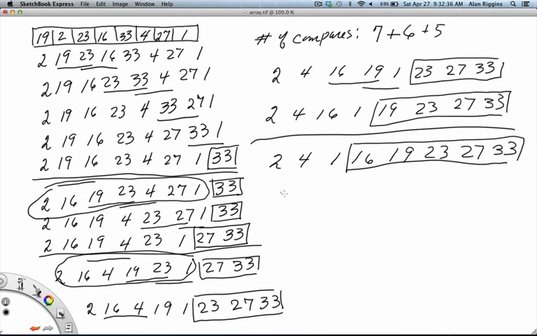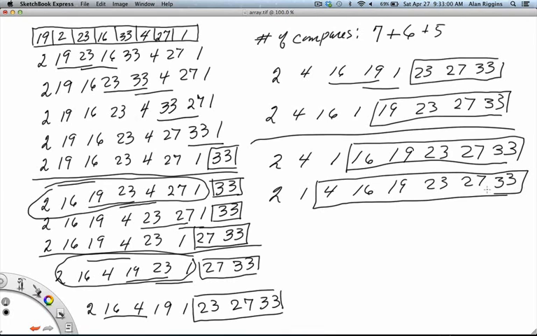Going again, the 2 and the 4 are okay, the 4 and the 1 are not okay. So we have 2, 1, 4, 16, 19, 23, 27, and 33. And again, we've added one more to the sorted partition. Finally, we compare these guys and they're out of order. We swap them. We have 1, 2, 4, 16, 19, 23, 27, 33, and the array is now sorted.